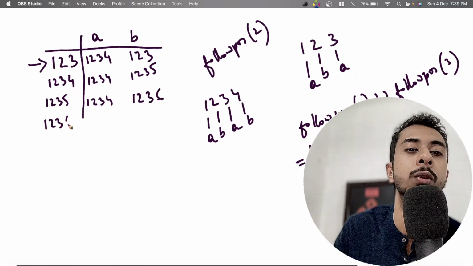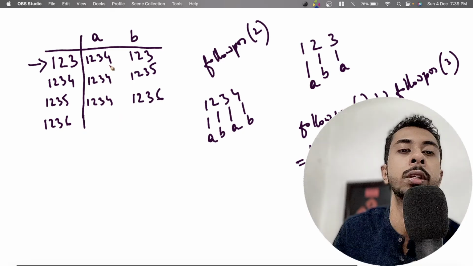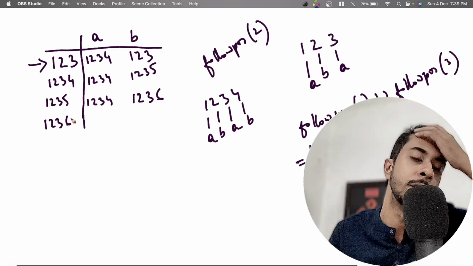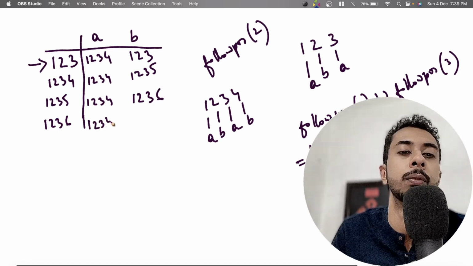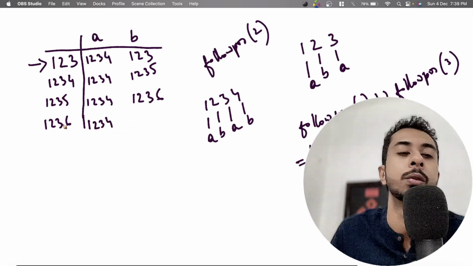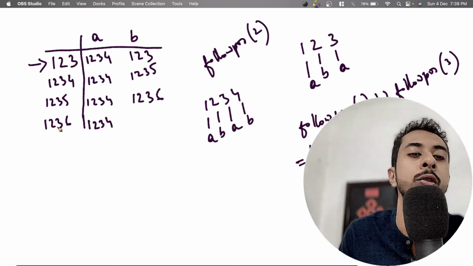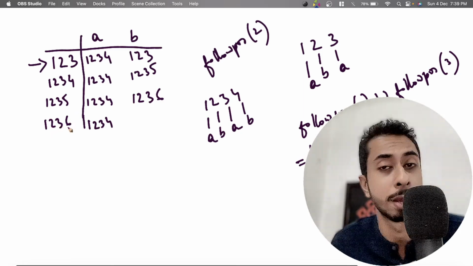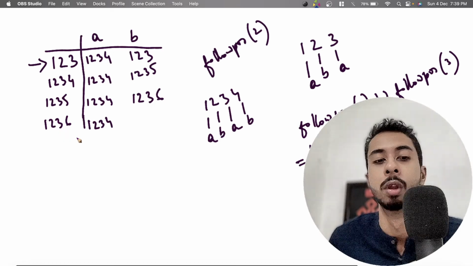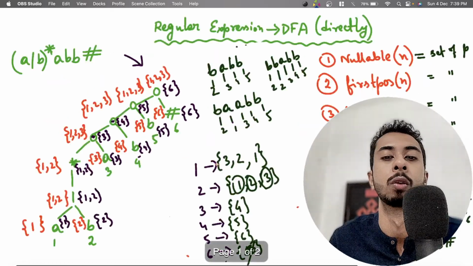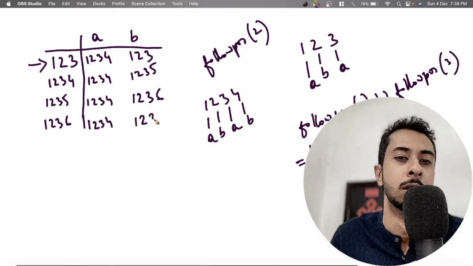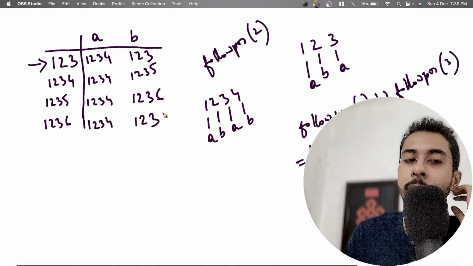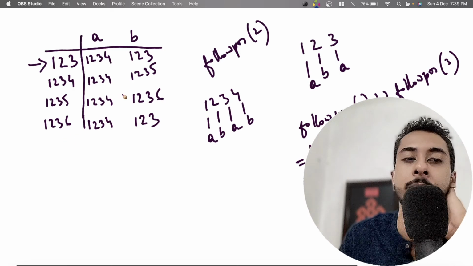Now for 1 2 3 6 on A, what are the positions corresponding to A? 1 and 3. Again 1 2 3 4. And which are the corresponding positions for B? It is only 2, because 6 is corresponding to hash. So only 2. Followpos of 2 is 1 2 3.